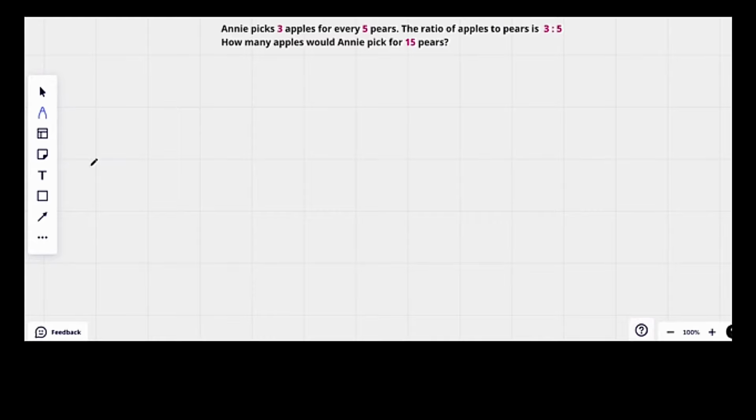What if we have Annie picks 3 apples for every 5 pears? So she gets 3 apples for every 5 pears. The ratio of apples to pears is 3 to 5. How many apples would Annie pick for 15 pears? So again, let's put this into a fraction. So we've got 3 apples for 5 pears.